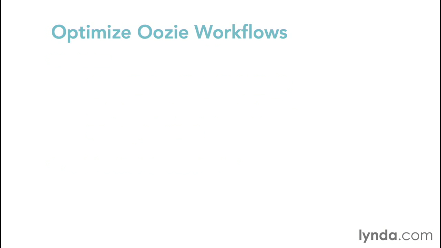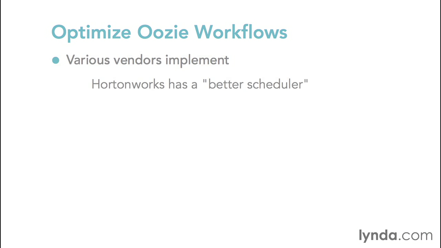So before we take a look at the Hue browser, I'm going to just make a couple points from my production experience about optimizing Oozie workflows. When you pick up a vendor distribution for Hadoop, which you usually will use in production, you want to look at that vendor's implementation of Oozie if you're going to use it. For example, if you use Hortonworks, one of the things that they advertise is that they have a better scheduler, so an improved scheduler than what Oozie offers. And that can sometimes be important in your particular situation.